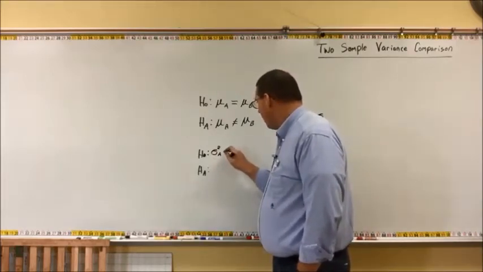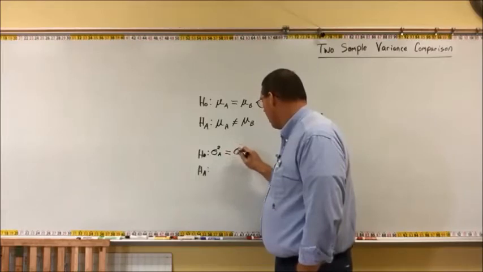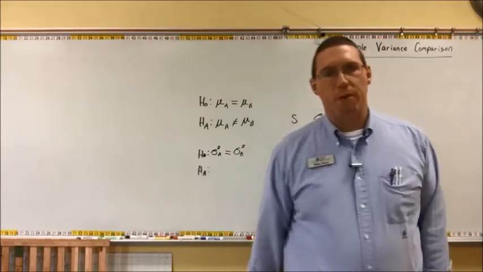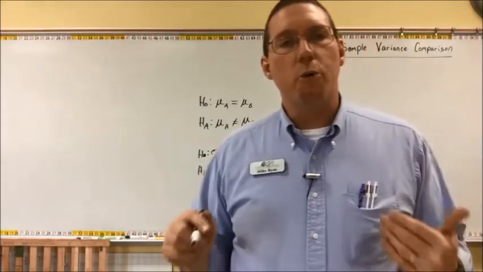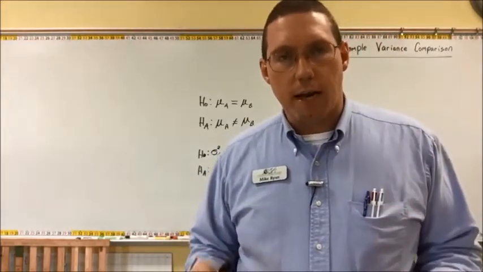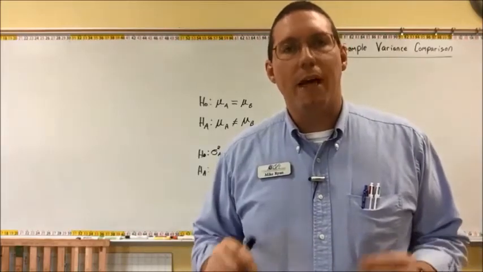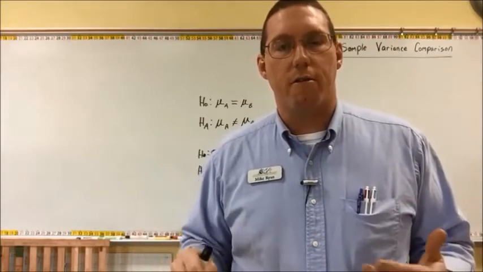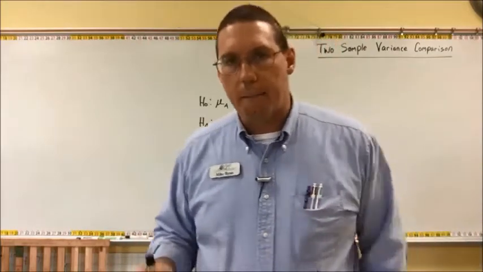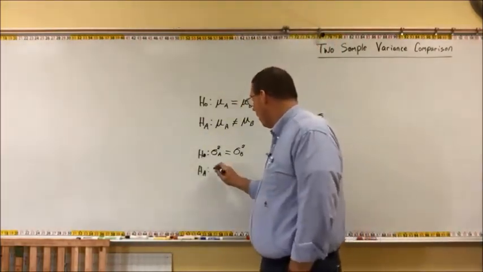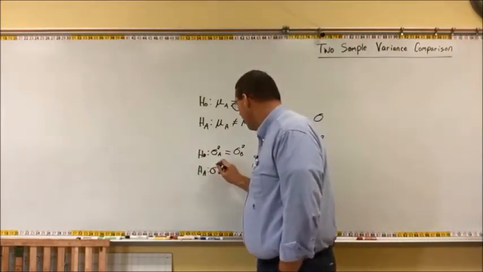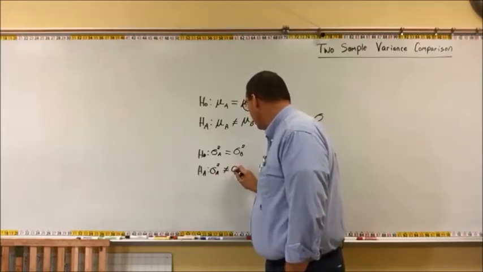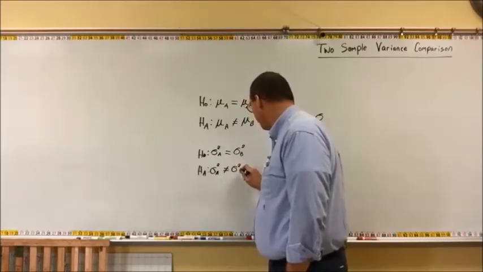And the null hypothesis, our starting hypothesis, is that there is no difference between the variances. Until we have statistical evidence, until we have a reason to believe that their variances are different, we're going to assume that their variances are equal. That's the null hypothesis. The alternative hypothesis, what we are testing, is that the variance of population A is not equal to the variance of population B.